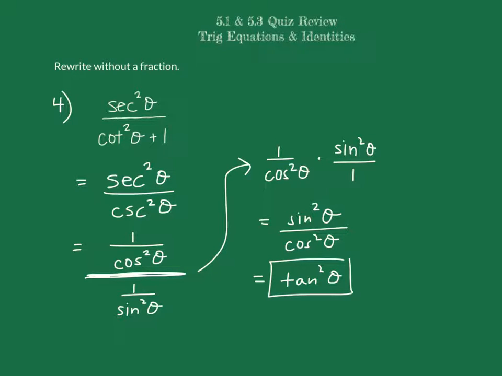And then when we are dividing fractions, I feel like I say this every day, multiply by the reciprocal of what you're dividing by. So when we multiply straight across, we'll get sine squared over cosine squared, which is tangent squared. So we have successfully rewritten this without a fraction using those identities: the Pythagorean identity, the reciprocal identity, and getting everything into terms of sine and cosine.